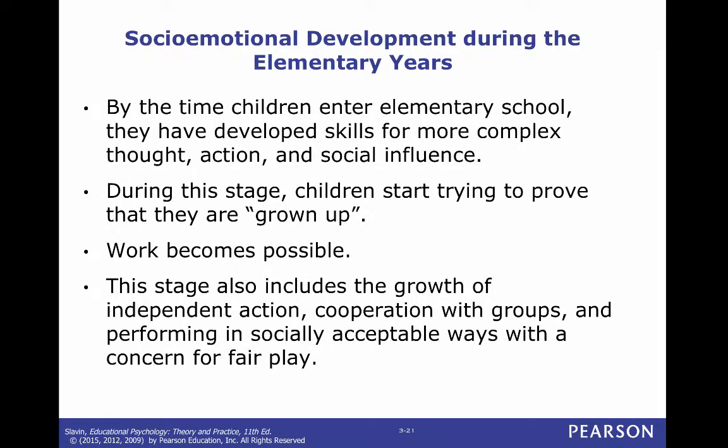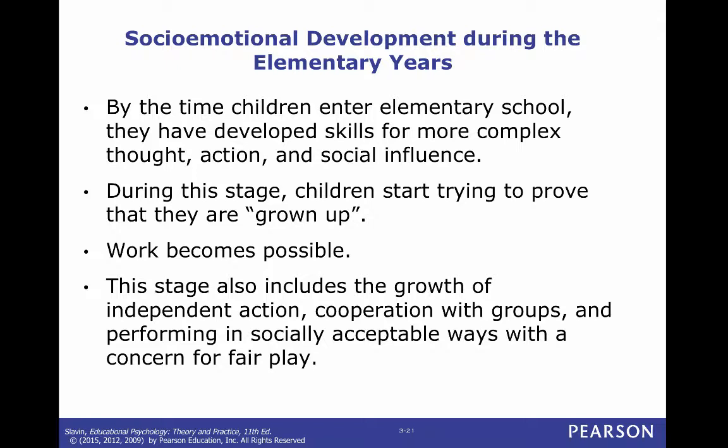When we look at the elementary years, by the time they enter elementary school, they've developed more complex thought, action, and social influence. They start talking about who their best friends are. They start to have a hierarchy of social structure. They start trying to prove that they're all grown up and able to do things on their own, and that means work becomes possible. They're at that initiative stage where they're able to start to do things. They also start to get independent in their action, and then they can cooperate in groups.